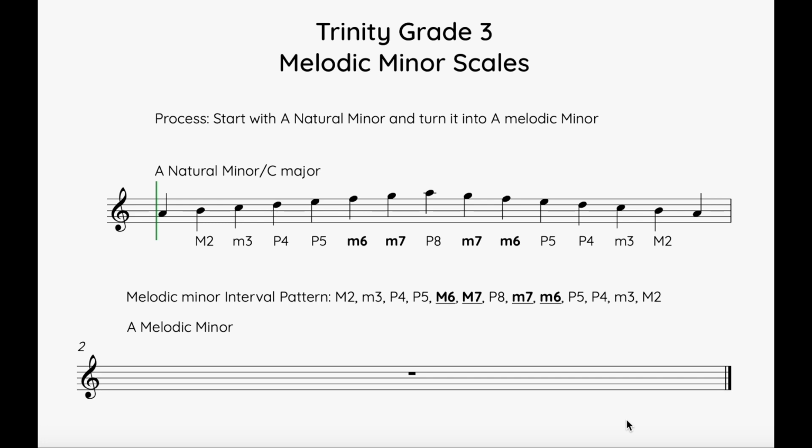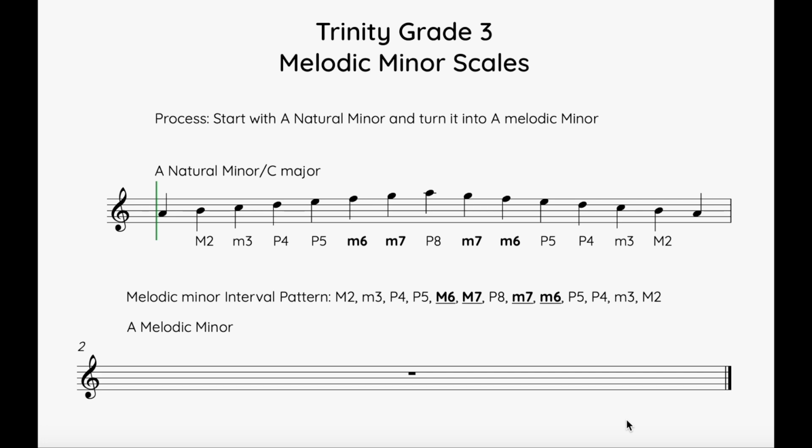So we need to start with the natural minor scale first, make sure that you understand how that works, and then you'll be able to convert it easily into the melodic minor scale. All minor scales are derived from a relative major scale. Every major scale has a minor scale that it's related to, and they both share the same key signature. So one of the prerequisites is being able to see a minor scale and work out the relative major so that you know the key signature.